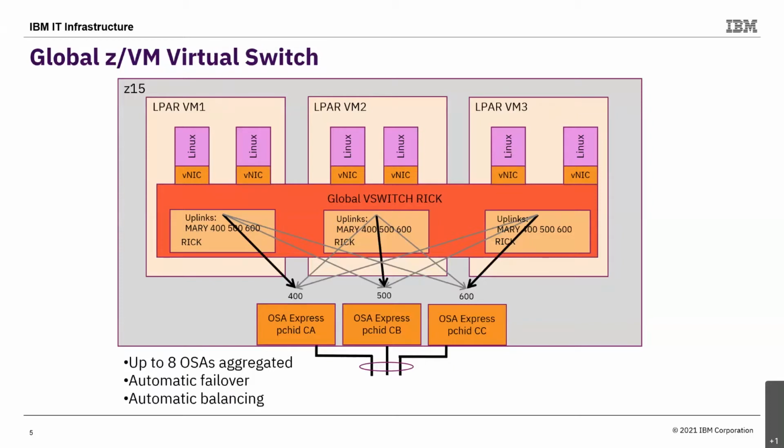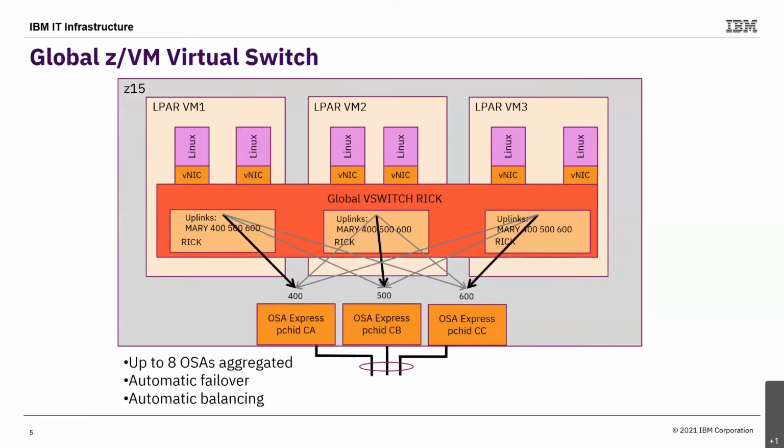And what we also provide in this outside world link is the capability of grouping multiple OSA Express cards in a link aggregation group. So once you start having multiple LPARs with multiple vSwitches, we're starting to make things a little bit more complex.